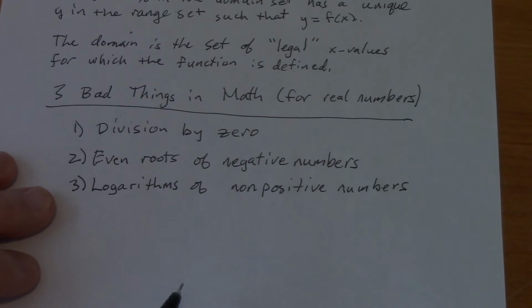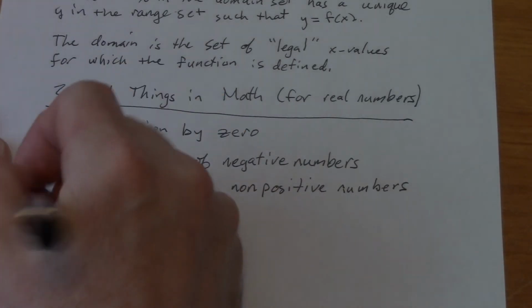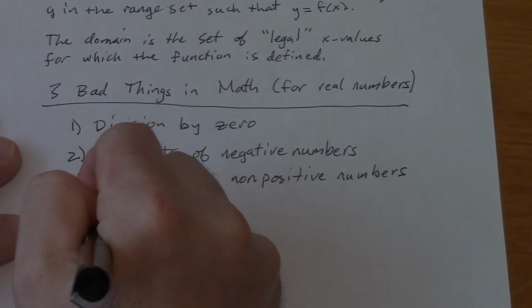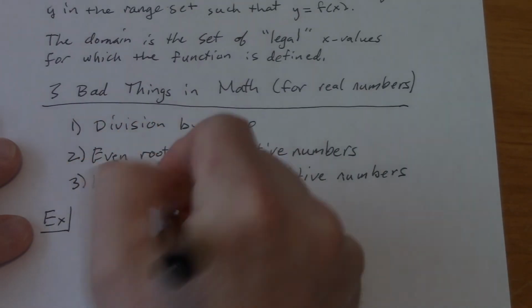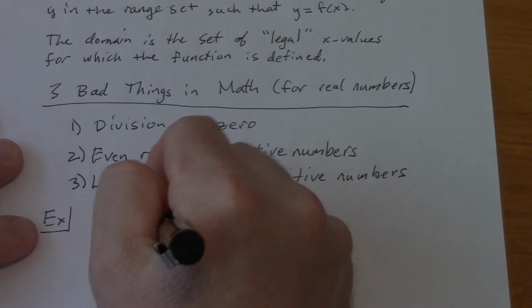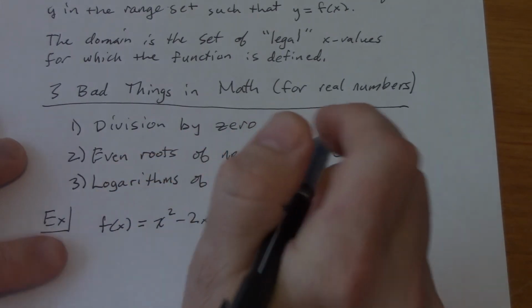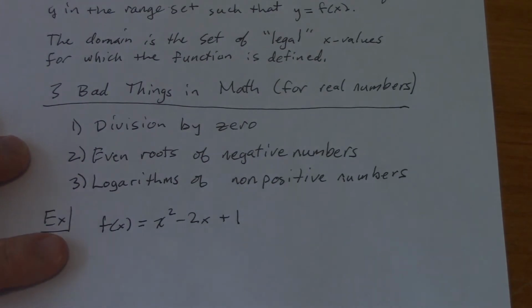It's bad. Okay, let's just do a couple of examples where we're finding the domain. So we'll take f of x, and we'll let it be x squared minus 2x plus 1. I'm going to pause for a second here and let you maybe work this out, and then you can come back and see if your answer jives with mine.